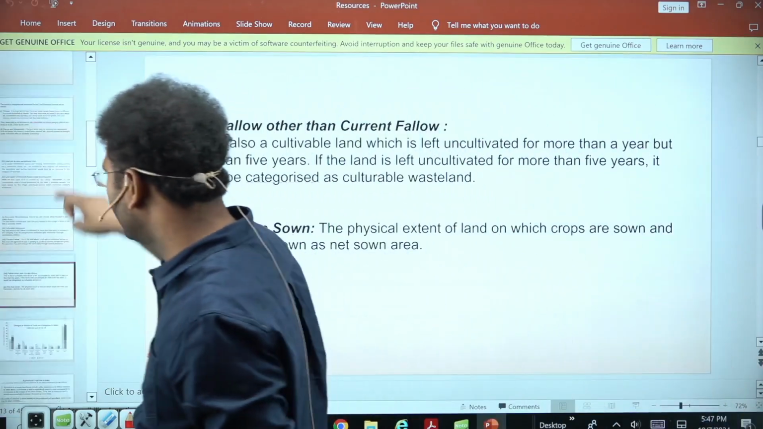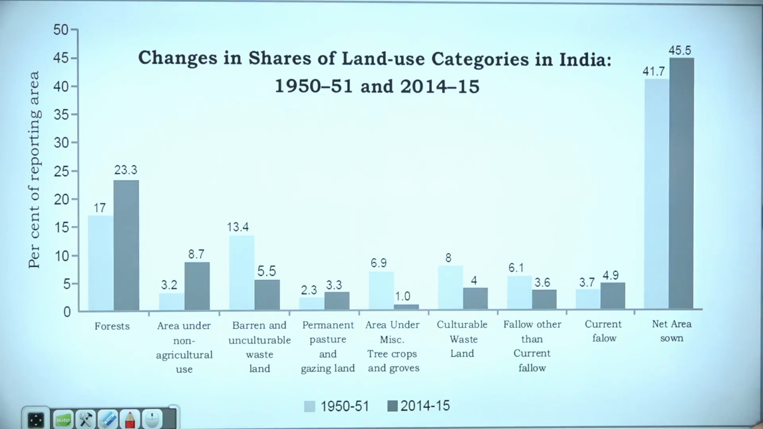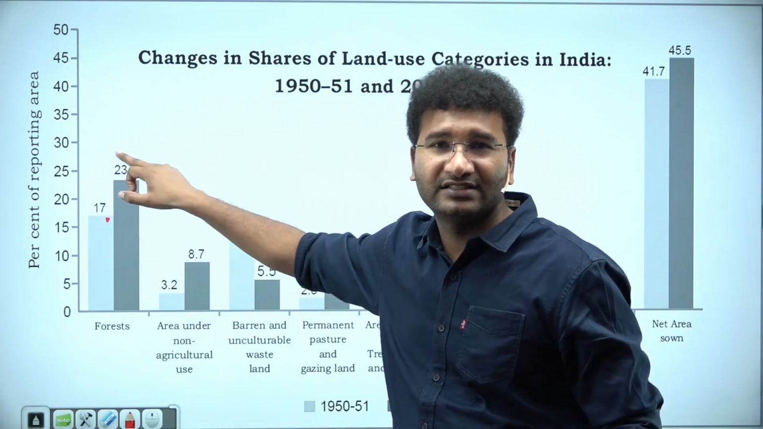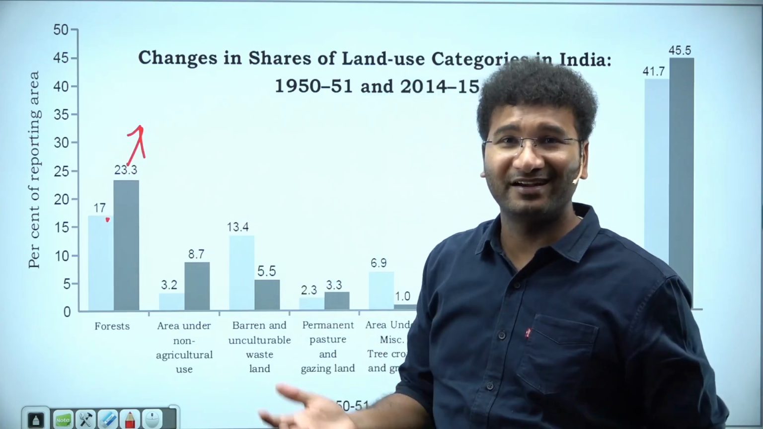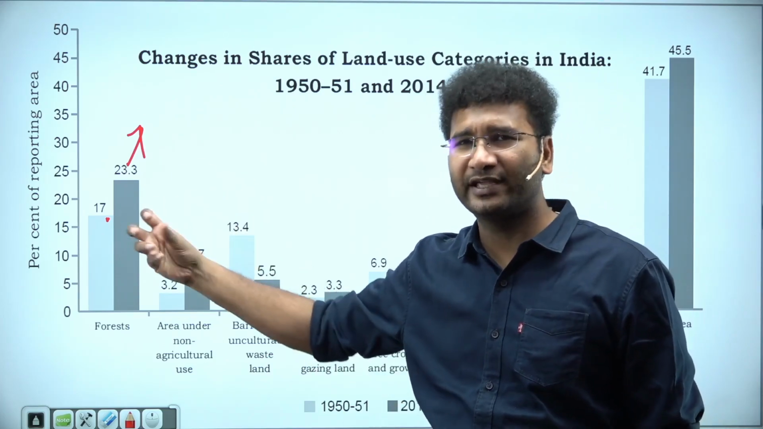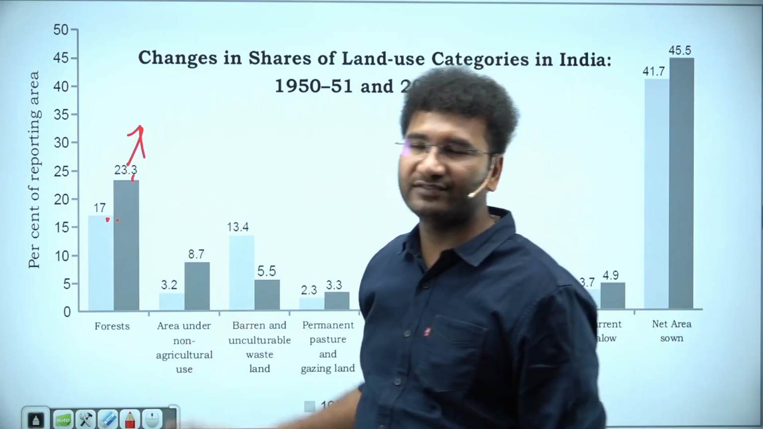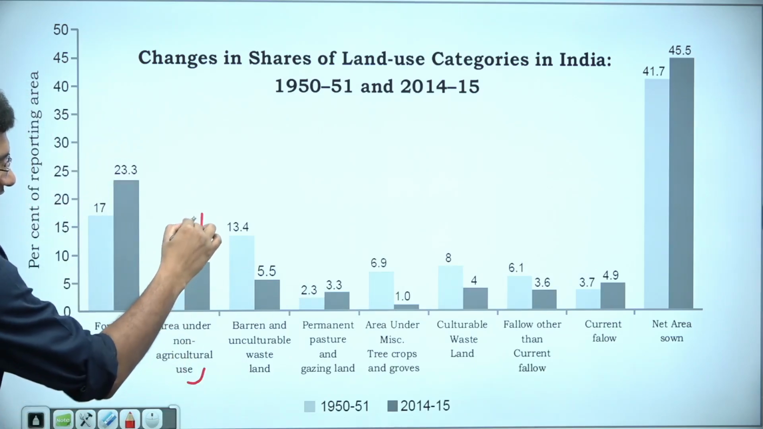In the due process, you see how the land has changed over a period of time. Changes in the share of the land use categories in India, 1950 से लेकर 51 and 2014 and 15. Forest area increase हुआ, 17 से लेकर हम 23 तक पहुंचा दिया. कैसे? By changing the definition of the forest. And in fact, the total tree cover which is there, we have also increased to an extent, but not the 17 से 23 जो increase हुआ ना, definitions have changed. Now, area under non-agricultural use, again land increased.